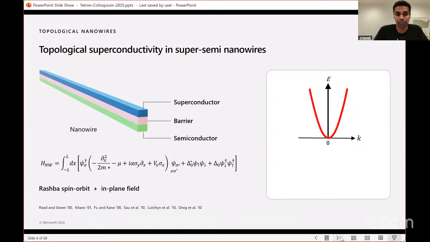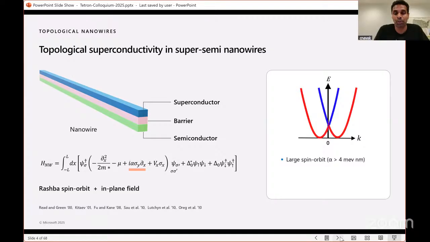And as a result, if we look at a very simplified model, the Hamiltonian is in the bottom left-hand corner. In the top right, you see the band structure for the bottom of the conduction band, and it has certain properties. One, we want a semiconductor that has large spin-orbit coupling, as a result of which that band structure gets split into two helicities by the spin-orbit coupling. And for us, large is larger than about 4 meV nanometers.